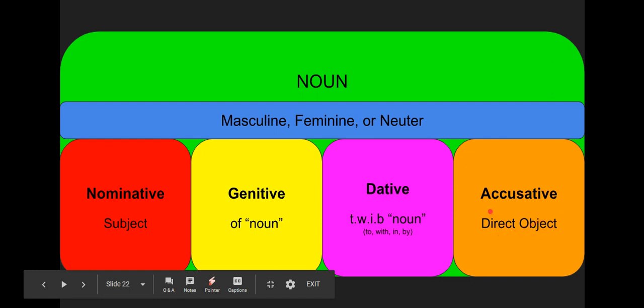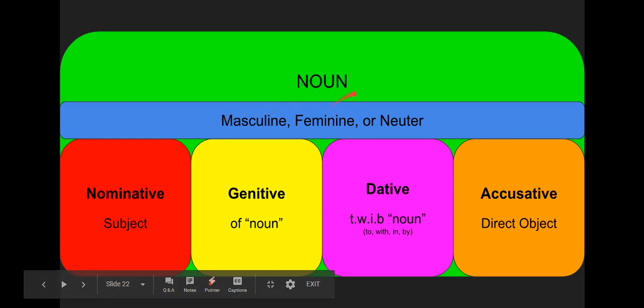So John explained the love. John would be the subject. The love is the thing that is being explained. So that is the direct object. It's receiving the action, the explaining. Genitive, you take the definition of the noun and just put of before it. Dative, you take the noun and put twib before it. Twib being to, with, in, or by.